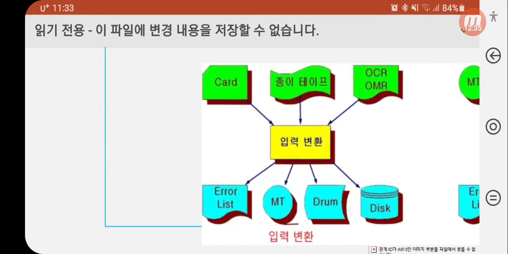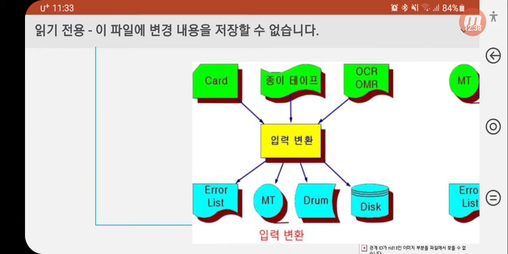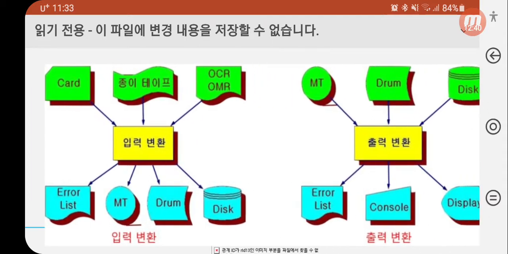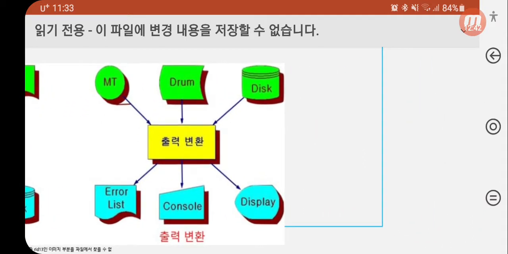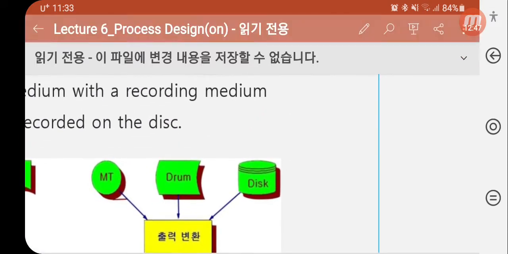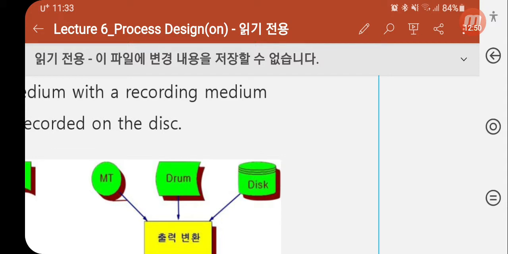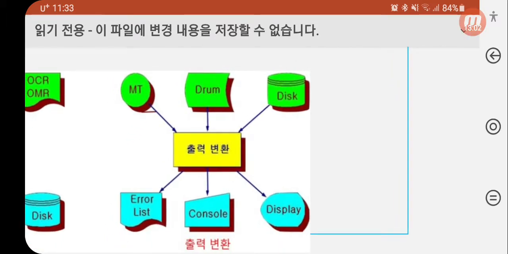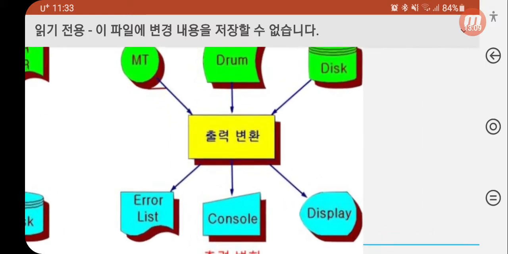And this figure is input conversion, and this is output conversion. Magnetic tape or drum and magnetic disc or optical discs, insert output medium, conversion medium. And console displays.